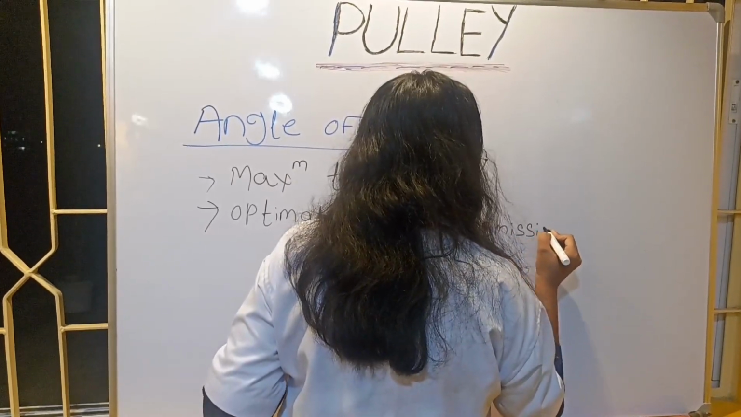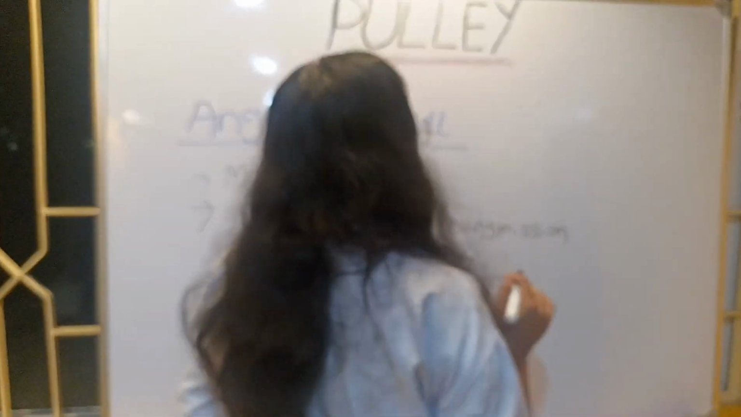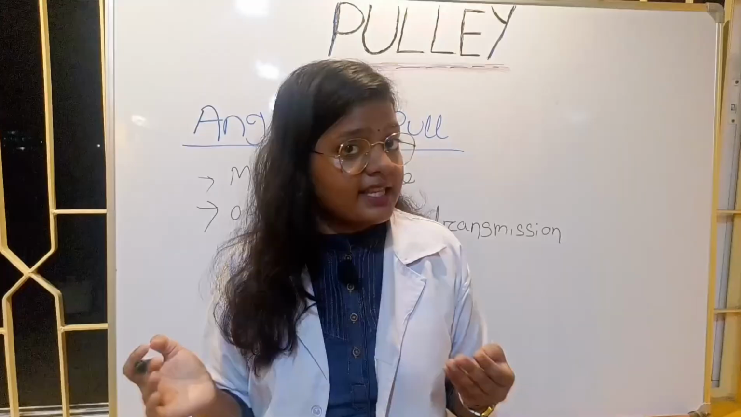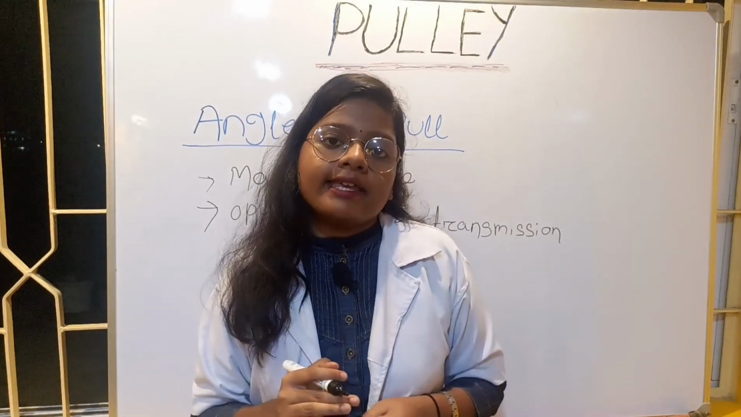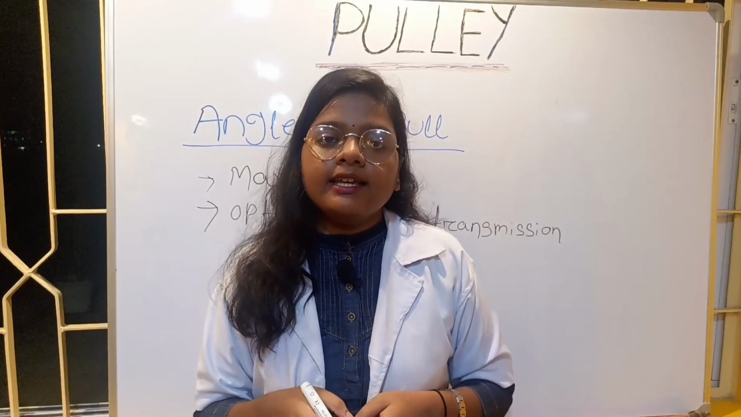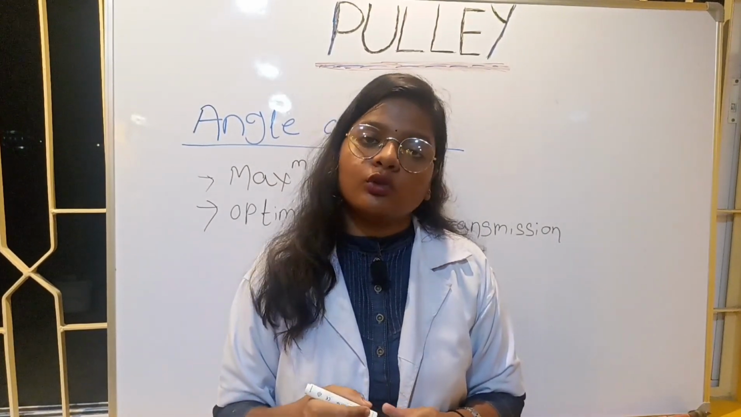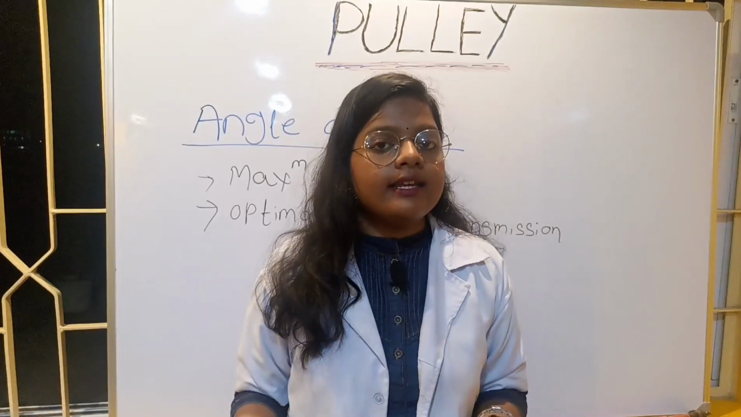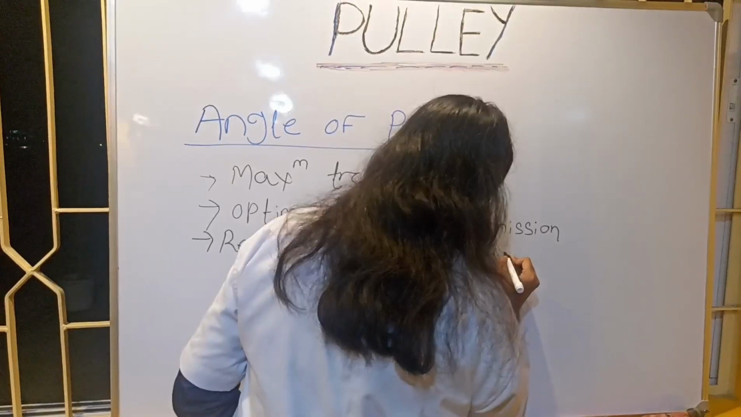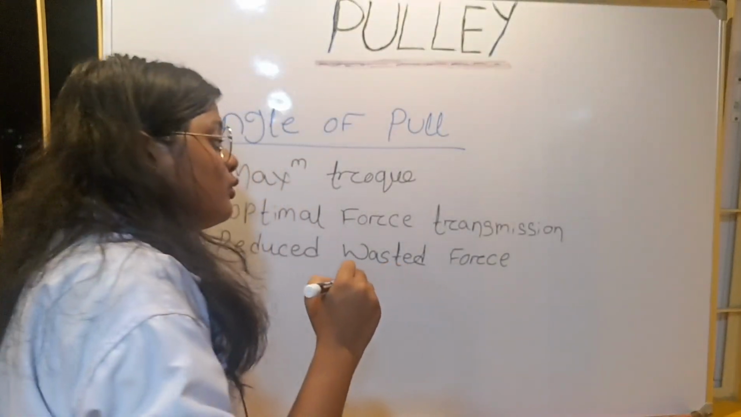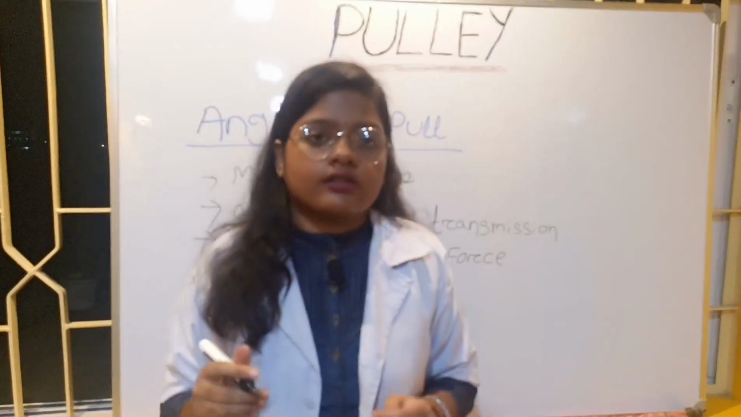Second reason is optimal force transmission. Then what is optimal force transmission? When the angle of pull is 90 degrees, the muscle force is transmitted most efficiently to the bone, which results in effective movement. The third reason is reduced wastage of force.